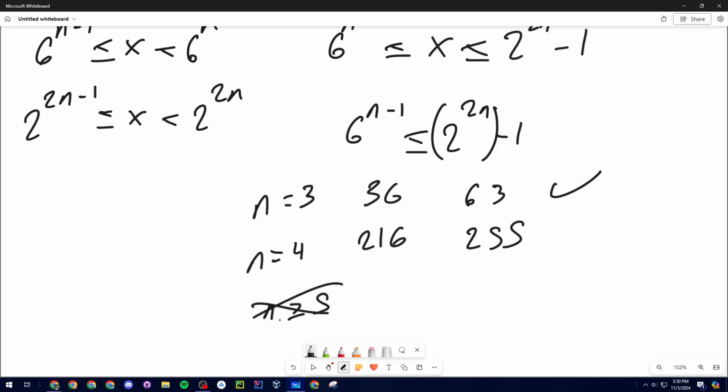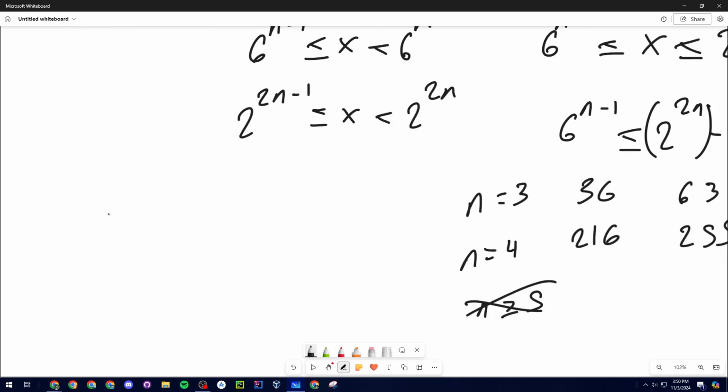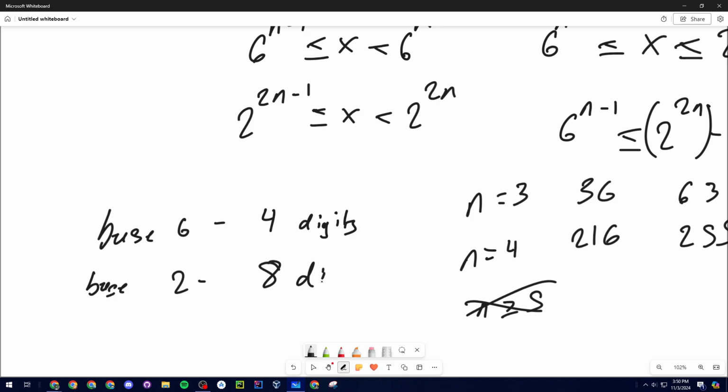So now, if n equals 4, what does this mean? This means that our base 6 has 4 digits. Our base 2 has 8 digits.